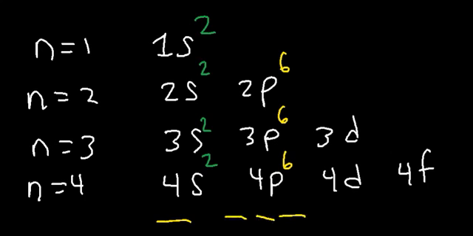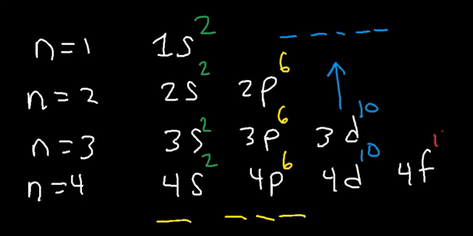D can hold up to 10 electrons. The elements in the D block, you have like zinc, copper, nickel, those are in the 3D sublevel. And if you look at the periodic table, there's 10 elements there. D can hold up to 10 electrons. And so the D sublevel has 5 orbitals.